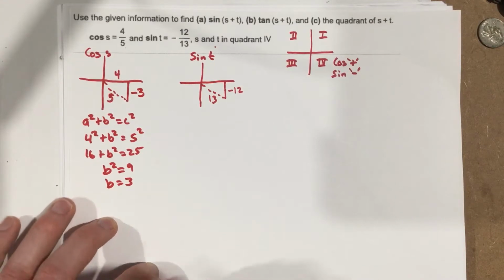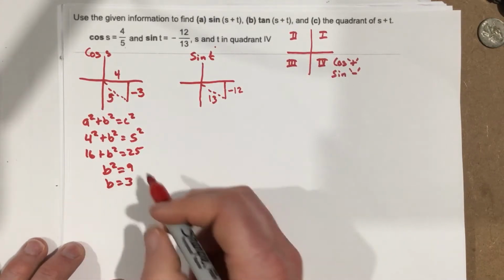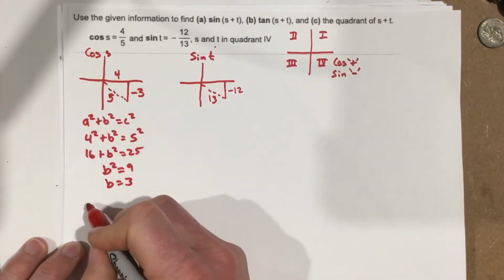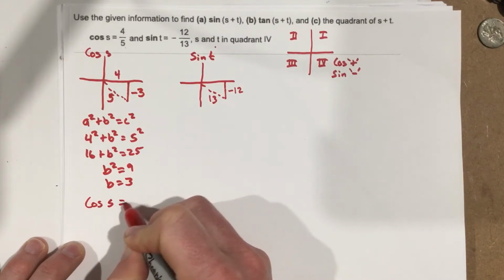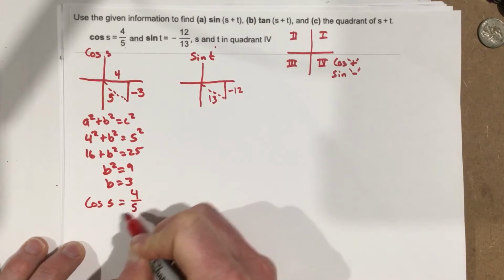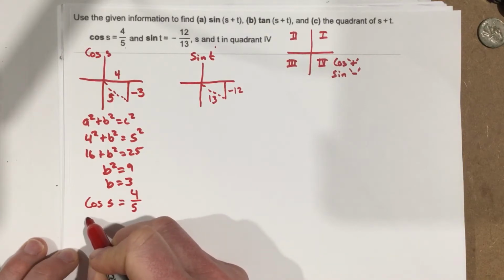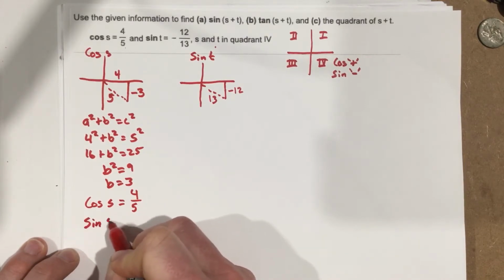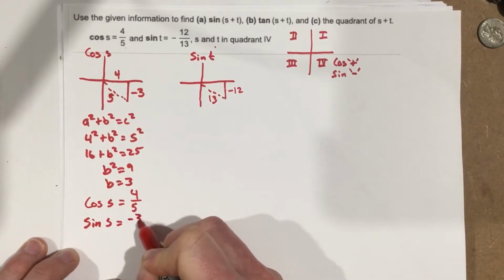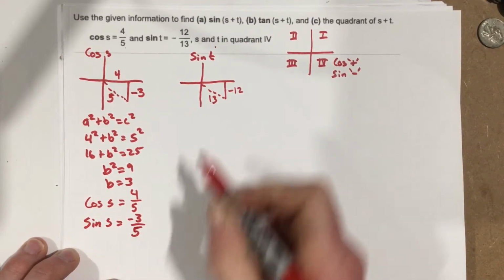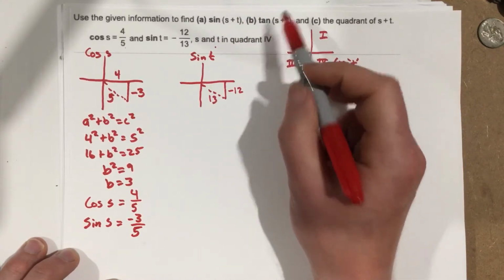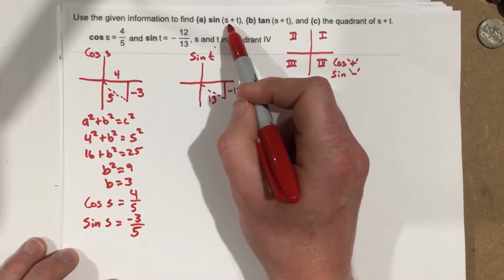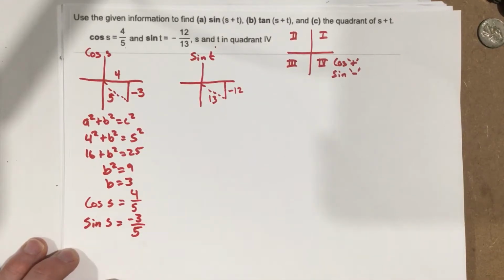So that tells us that cosine s is equal to 4 over 5. But we now know sine s is negative 3 over 5. And that's going to help us when we go to do sine of s plus t and tan of s plus t. Because we obviously are going to need sine s, so we're going to need that fraction.